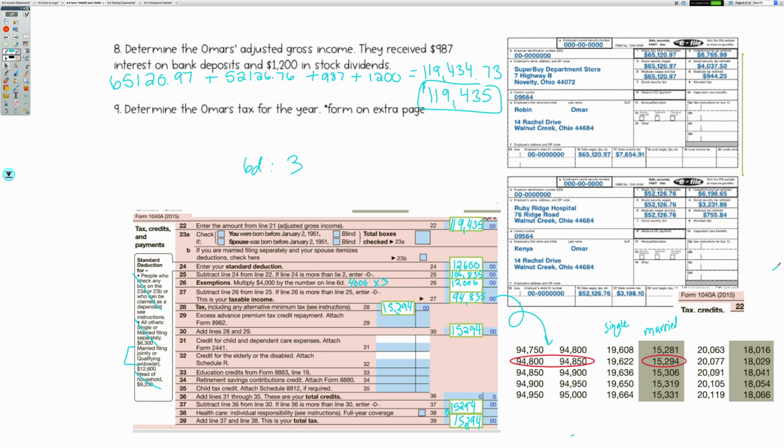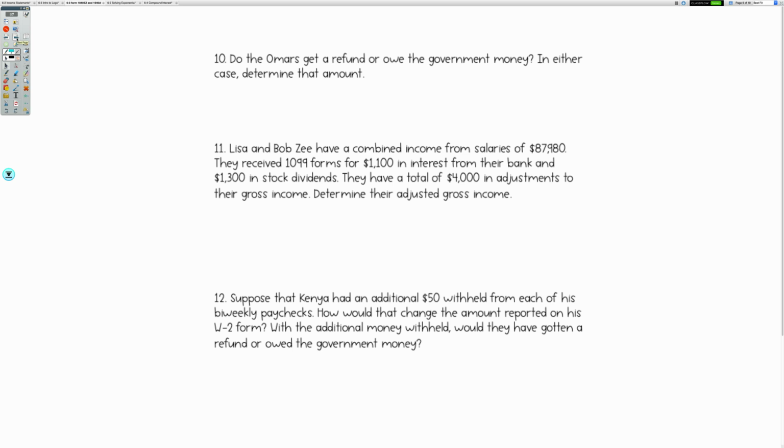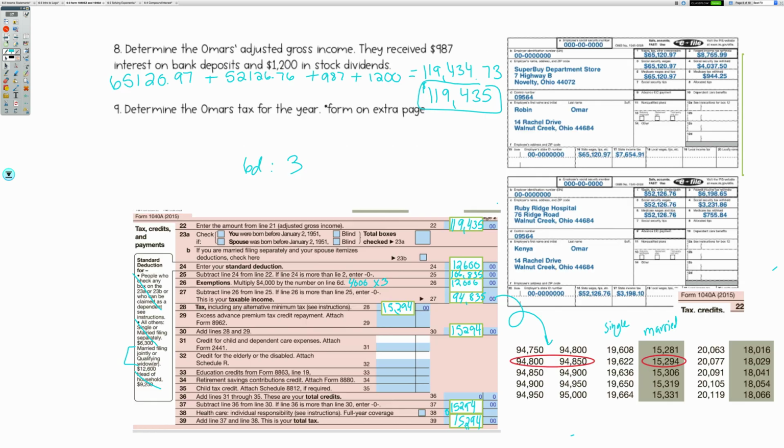Determine the owner's tax for the year. Alright, so now we gotta decide, do they owe the government or are they good? So this is how much they owe, but we have to see how much their employer has withheld for them. I need to copy and paste their W-2s to the next page. Copy. Add more of their stuff.